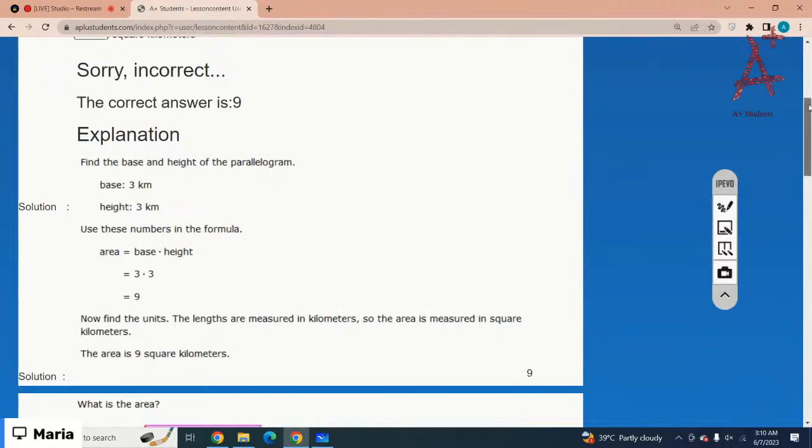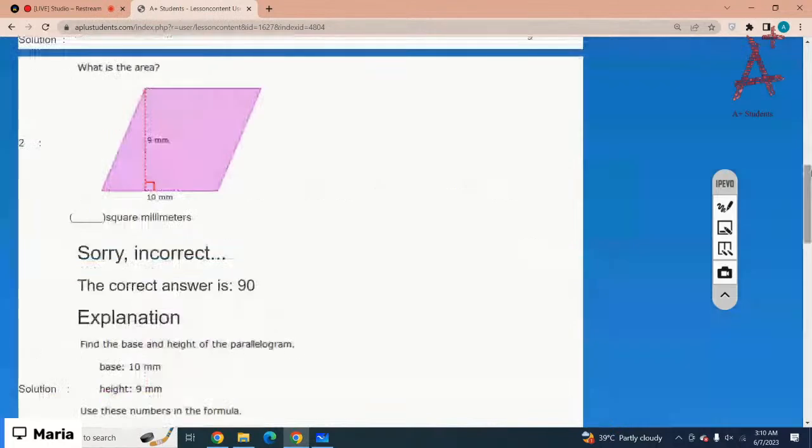Okay, the next one is what is the area again? That is a parallelogram. You have to calculate the area. So whenever you have to calculate the area of the parallelogram, you just have to do base times height. Base is 10 and height is 9. So you have to do 10 times 9. That would be 90. The area of this shape is 90.